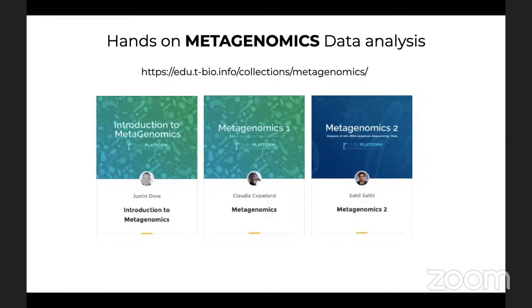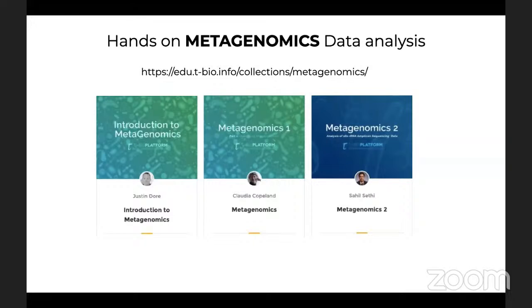So Metagenomics 1, however, focuses on the impact of bacterial diversity on human health. So you will learn about multiple types of sequencing methods such as 16S RNA and DNA, and then practical analysis of 16S sequencing data using the TBioInfo platform.